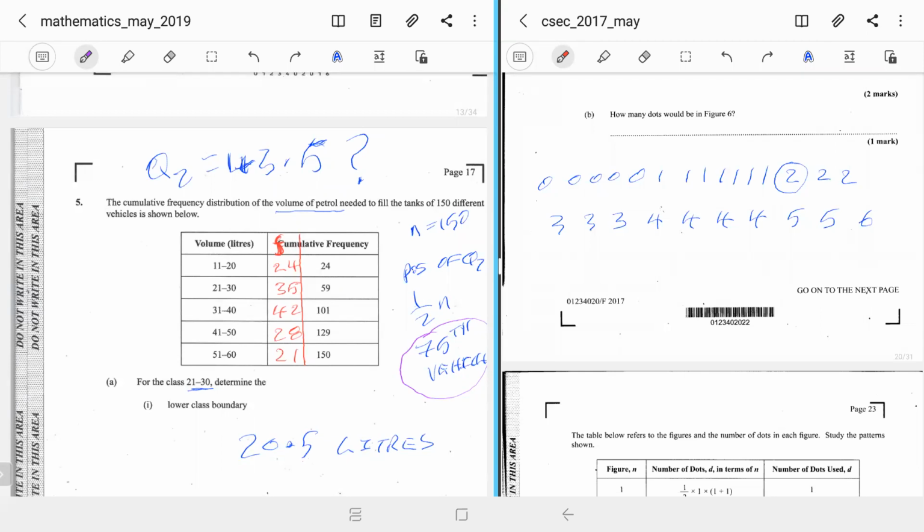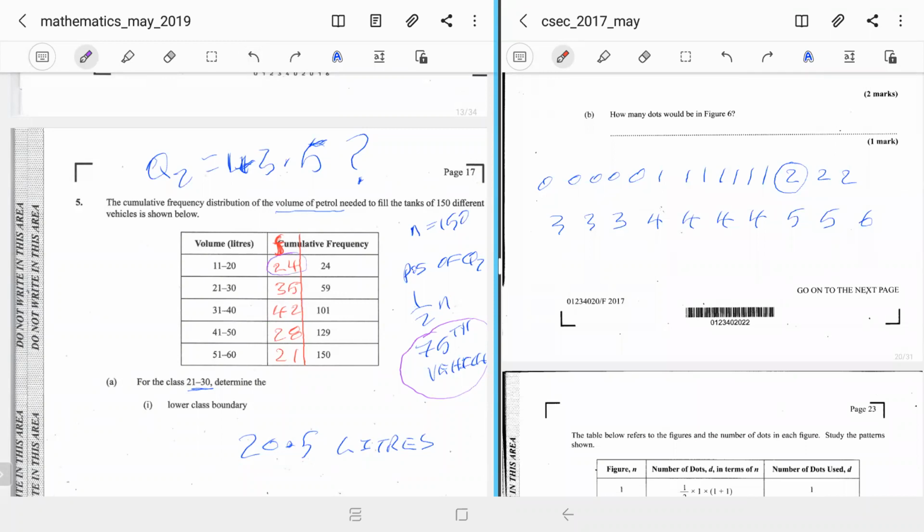Sir. Yeah. So can I try, sir? So the 75th data, sir. The 75th vehicle. Yes. 50 vehicles. What would it be? So would it be closer to 31 to 40? Yeah, it would be one of these vehicles, the 75th one.